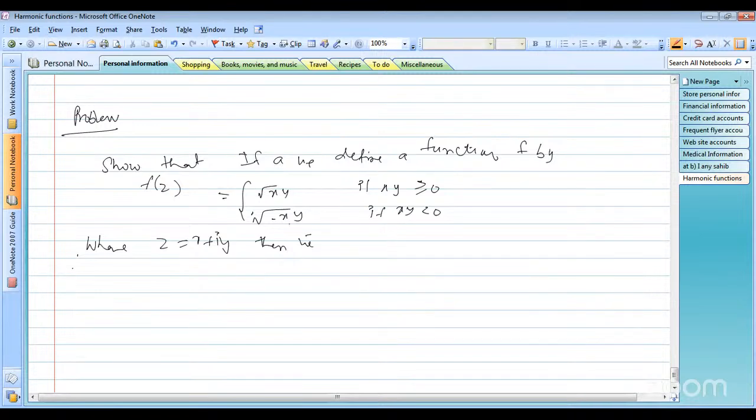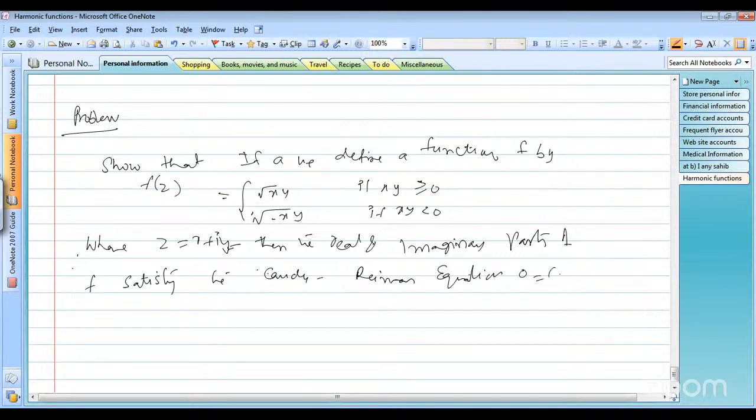So the real and imaginary parts of f satisfy the Cauchy-Riemann equation at the origin, that is 0 is equal to 0, but it is not differentiable. It is not differentiable here. Okay.